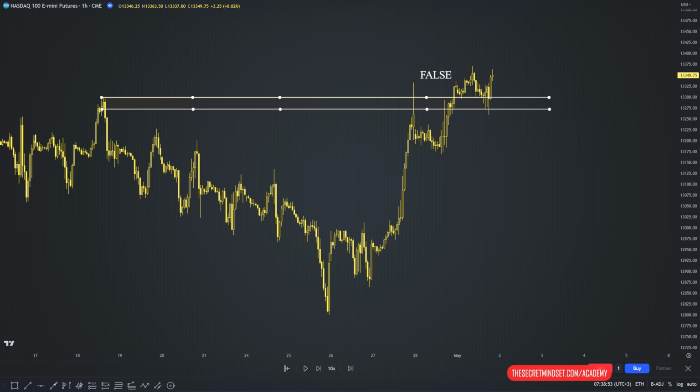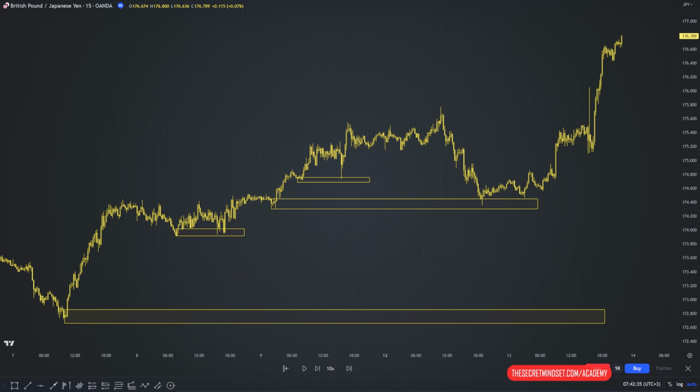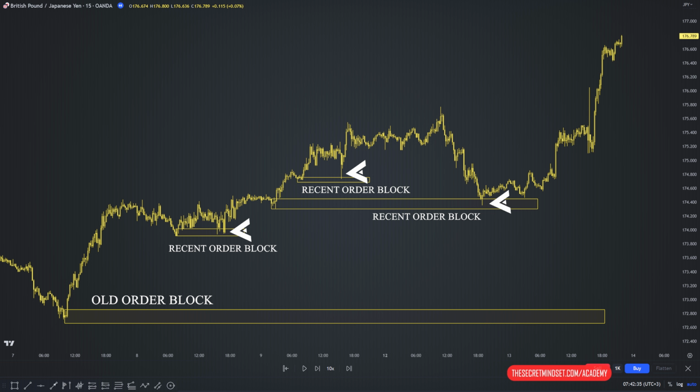However, this belief is actually incorrect. Think about it this way. If a bank places an order to buy or sell when the market returns to an order block, do you think they would wait around for a long time for this to happen? Actually, no. They want to act quickly to seize the opportunity. Let's compare some older order blocks with more recent zones. It's clear that trading in recently created zones tends to be more profitable.